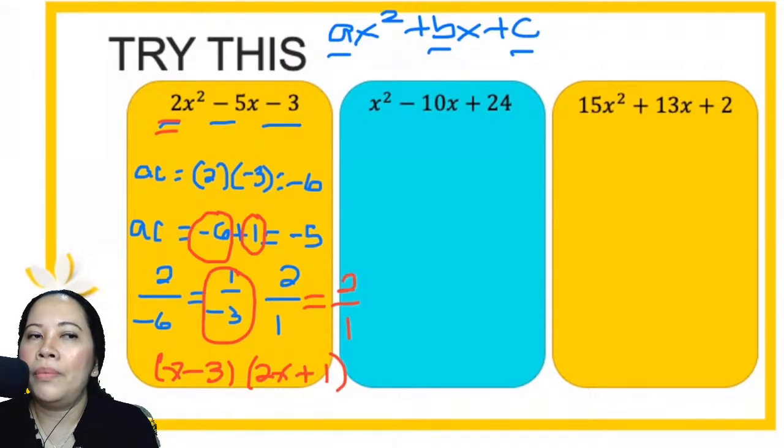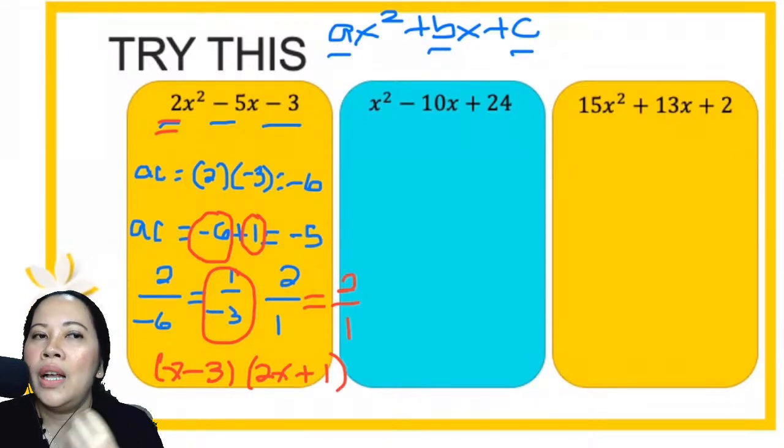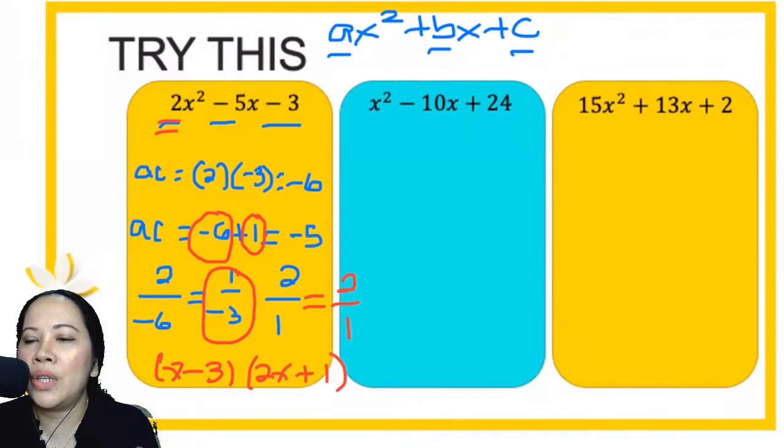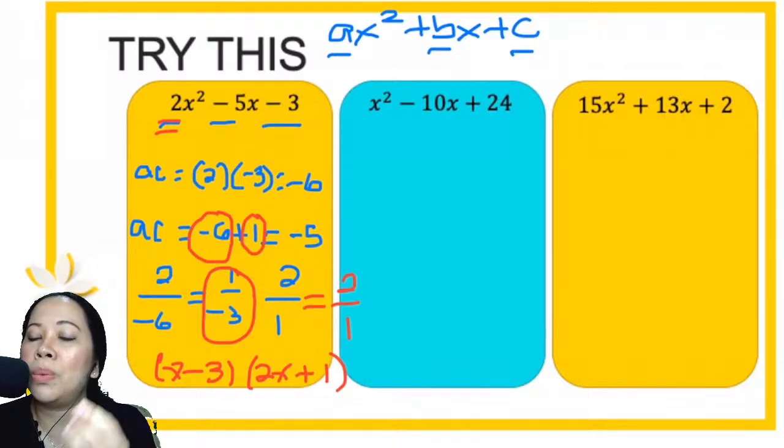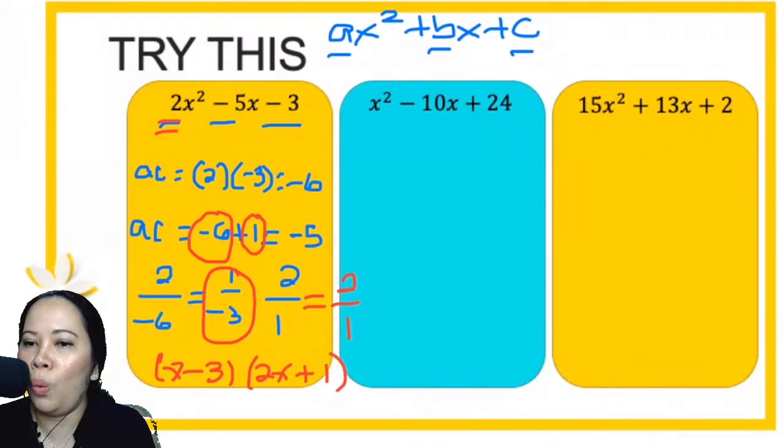Okay, so that is the first step, if only we will use the lattice method. Okay, let's try to use your AC method with this. So first step, multiply your A and your C. So 2 times negative 3 is negative 6. Next step is what factors of negative 6 will give you negative 5. So the factors of negative 6 that will give me negative 5 is negative 6 plus 1. So negative 6 times 1 is negative 6. So negative 6 plus 1 is negative 5. So that is your factors, negative 6 and 1. Okay, those are the factors of your AC.